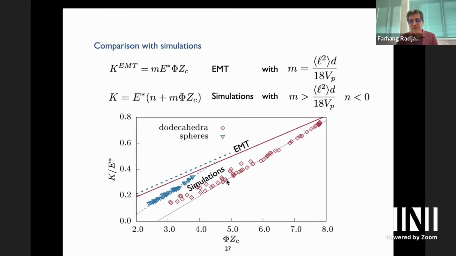But in addition to that, and more importantly, in the case of EMT, K vanishes when phi ZC goes to 0, but in our case, K vanishes for a finite value of phi ZC. As you can see here, it vanishes for a finite value of phi ZC. So we have to add here N, which is N.